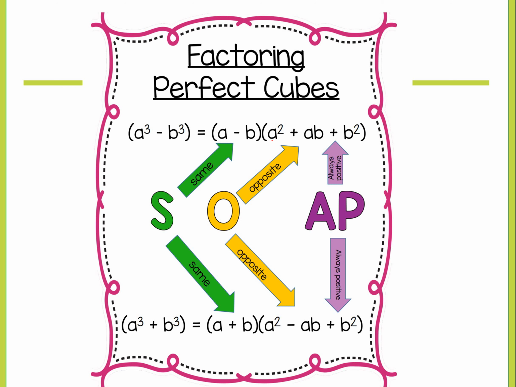Then you're going to do the squared of the a term, and it's going to be the opposite sign of the original problem. And then the last sign is always positive. So that spells out SOAP: same sign, opposite sign, always positive. And then remembering what goes between the signs isn't as challenging as remembering the signs usually. So it's just the cube roots in the first parentheses, then each squared, and those multiplied together. We'll do a few of these.